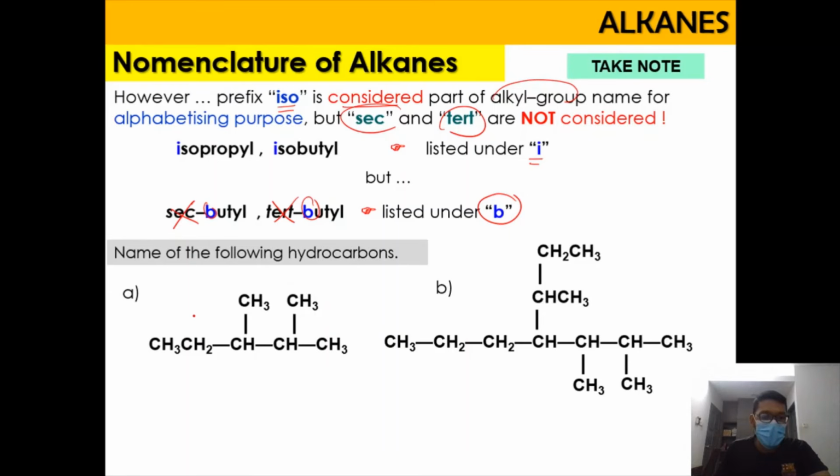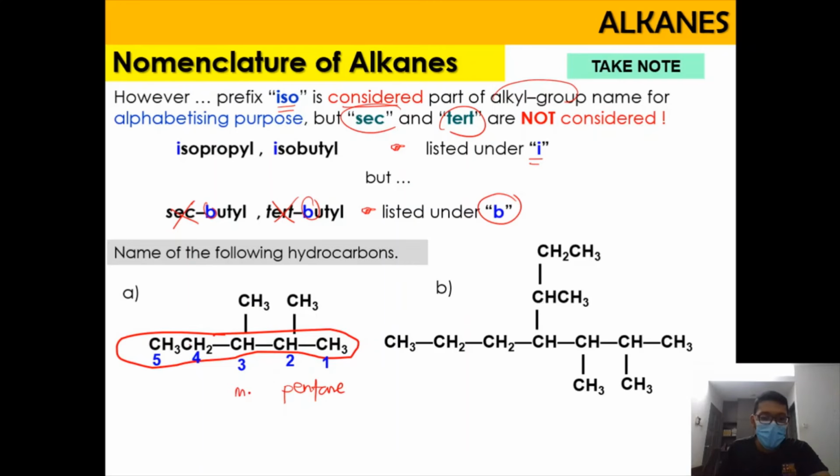Okay, so now to reinforce your understanding, let us look into the naming of the hydrocarbon once again. So in this case here, which is A, we have to do the naming. So we have to identify the longest carbon chain first. So this is going to be our longest carbon chain, which is going to be number 1, number 2, 3, 4, and 5. So because it has 5 carbon, it's going to be pentane.